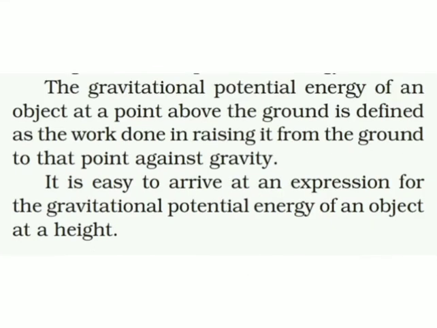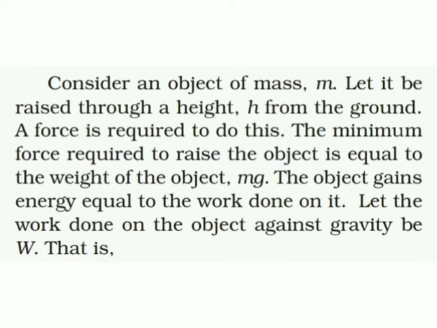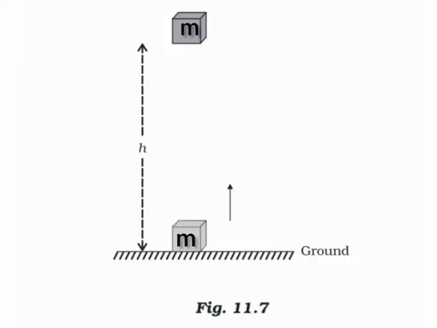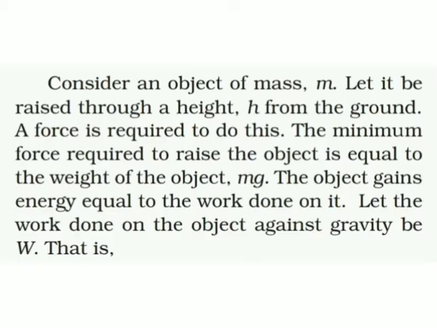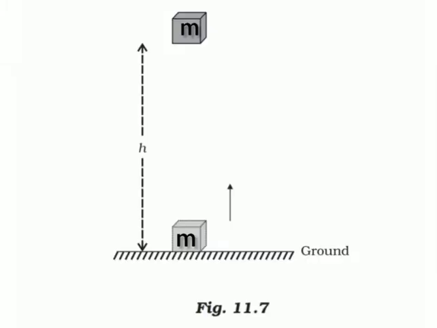The gravitational potential energy of an object at a point above the ground is defined as the work done in raising it from the ground to that point against gravity. It is easy to arrive at an expression for the gravitational potential energy of an object at a height. Consider an object of mass small m. Let it be raised through a height small h from the ground. A force is required to do this. The minimum force required to raise the object is equal to the weight of the object, mg.